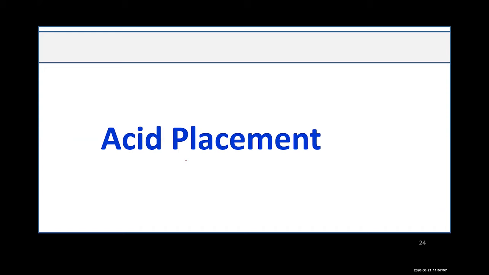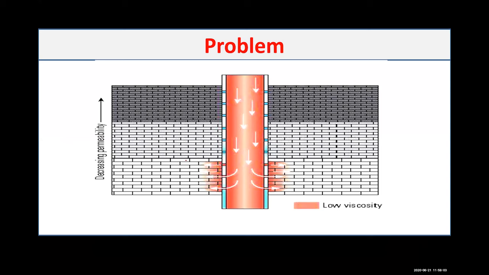The final topic of my slides today is acid placement, and what would be the best way to place the acid. Let me first start with the issue. When we have a vertical well, usually we have heterogeneity in permeability. Imagine a case where the bottom part is high permeability, then the permeability goes lower toward the top, and the top has the lowest permeability.